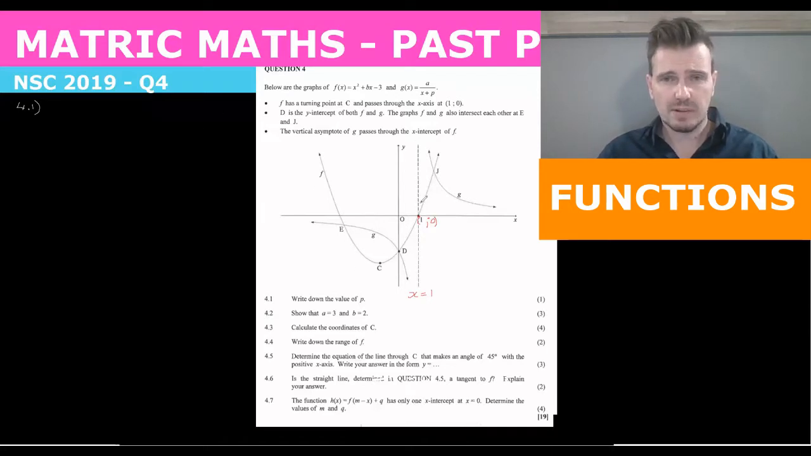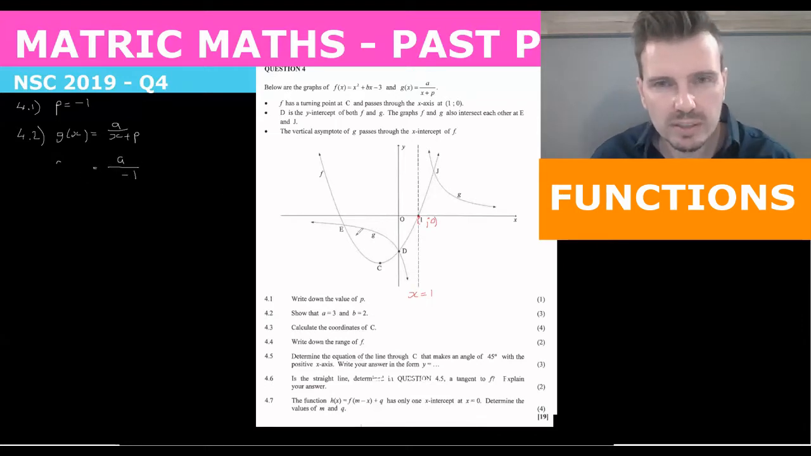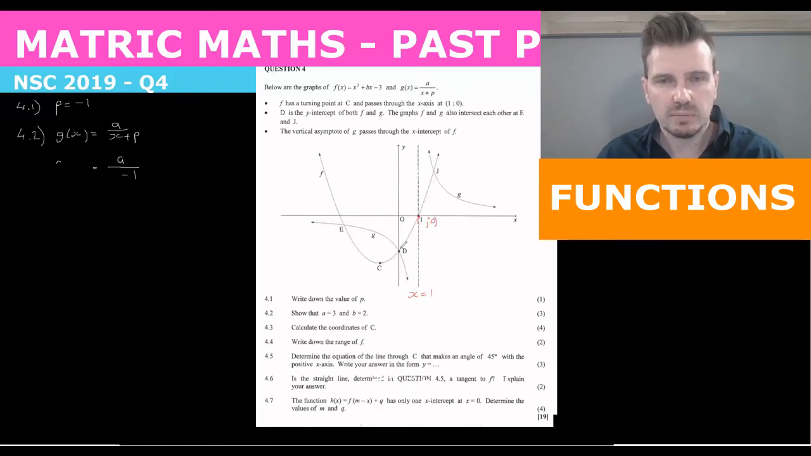So we can see that it's on the right-hand side, which means it's negative 1. So p is equal to negative 1. Now, 4.2.2 says show that a is equal to 3 and b is equal to 2. So let's start with showing that a is equal to 3. So we know that g of x is equal to a over x plus p. They've told us that. And we've worked out that p is negative 1. So it's a over x minus 1. Well, let's see if we've got another point on the graph that we can use to work out a.